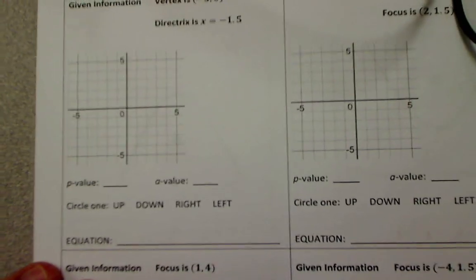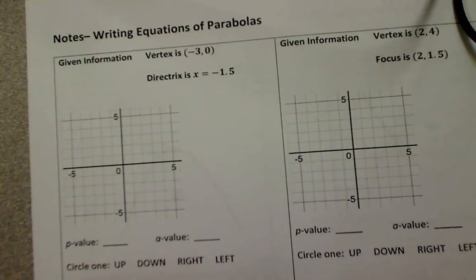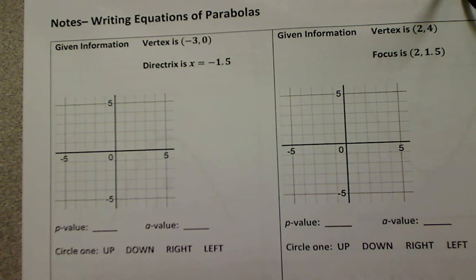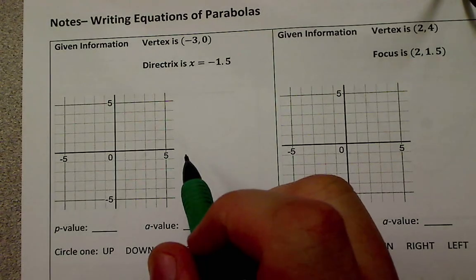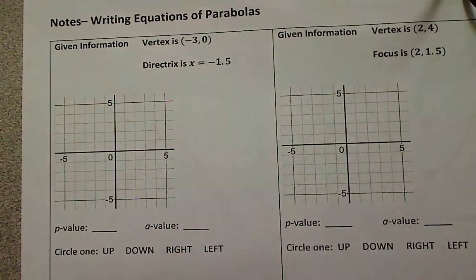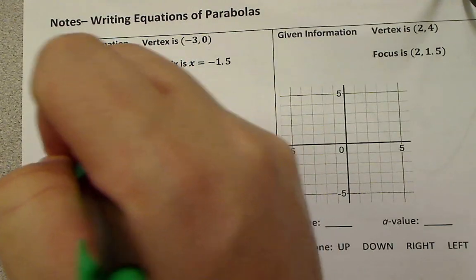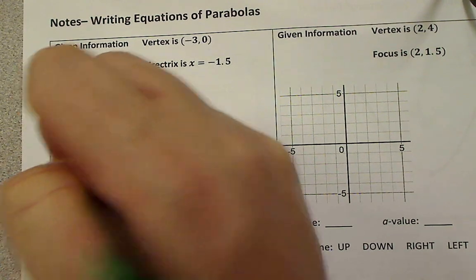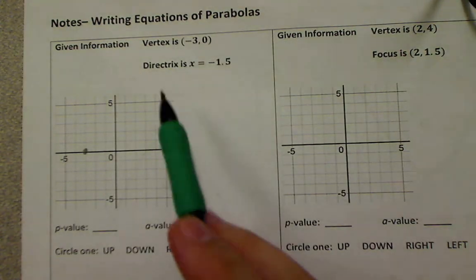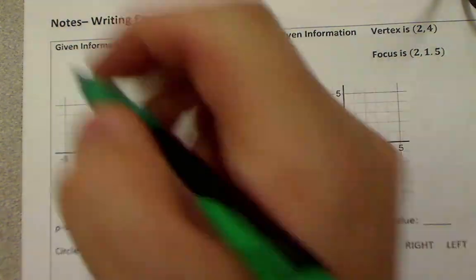All right, so here's what it is, and here's the way it works. We don't know the equation, but what we do know is information that's going to be given. We know that the vertex is sitting at negative 3, 0. The directrix is at negative 1.5. So here's what happens. I'll plot the vertex at negative 3, 0. Your directrix line is at x equals negative 1.5.